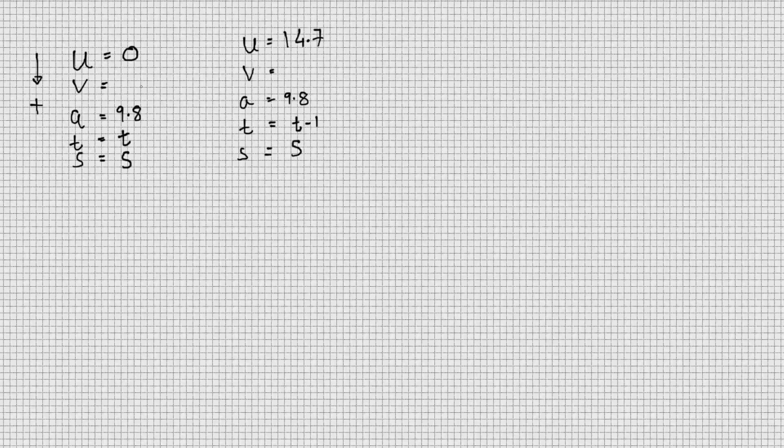So usually with these questions we avoid looking at the V, and we can get the equation S equals UT, which is 0, and then a half A T squared. And here the S equals UT plus a half A T squared, and they should be equal. So I get UT plus a half A T squared. Oh, silly me. T is T minus 1 plus a half A T squared, T minus 1 squared. Okay, and they should be equal.